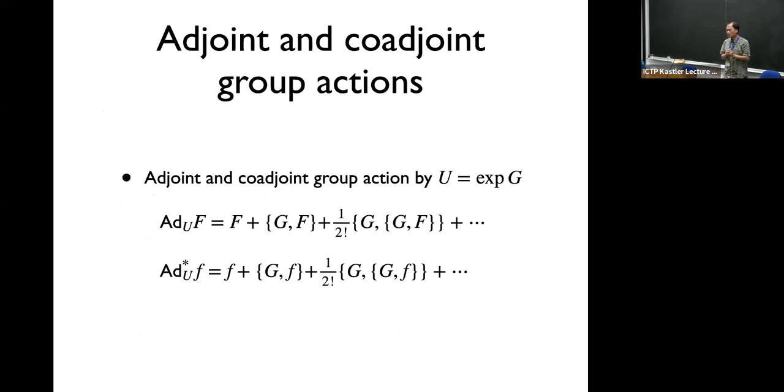So the adjoint and coadjoint actions of the group in this case are the same. It turns out that the action of the group element exponent of g is realized in the same way in the Lie algebra and in the dual space, by the same formulas. One can see that if we do this adjoint rotation, then the scalar product of these two functions remains the same by some properties of the Poisson bracket. One can do integration by parts and show that. Any question so far?